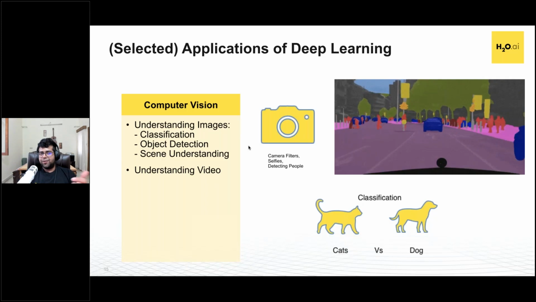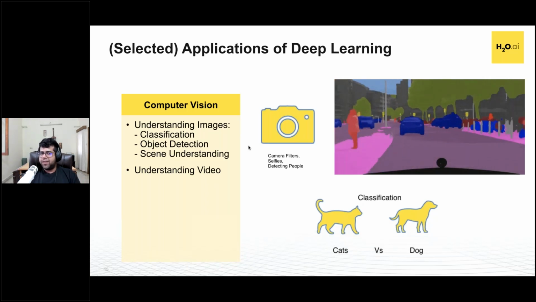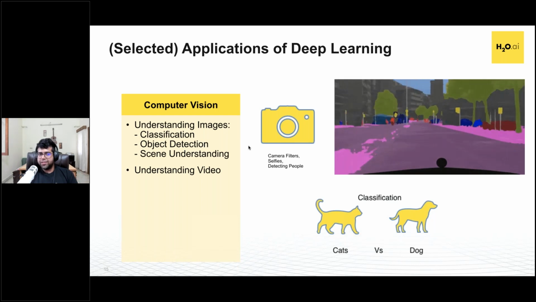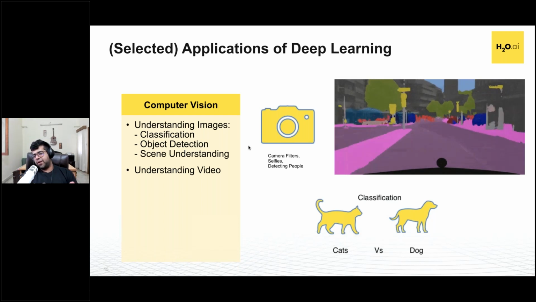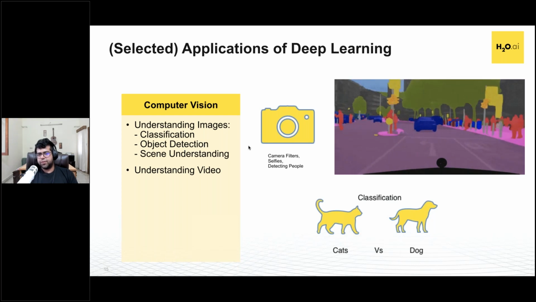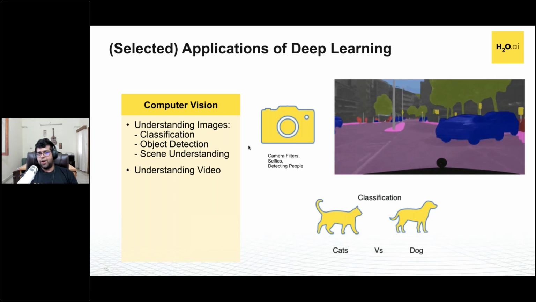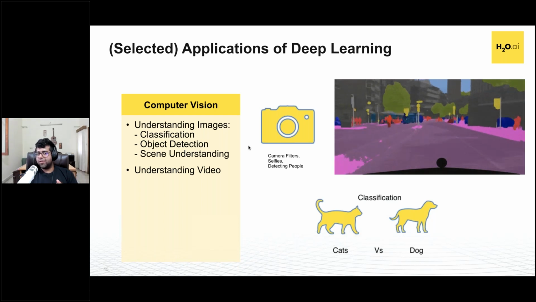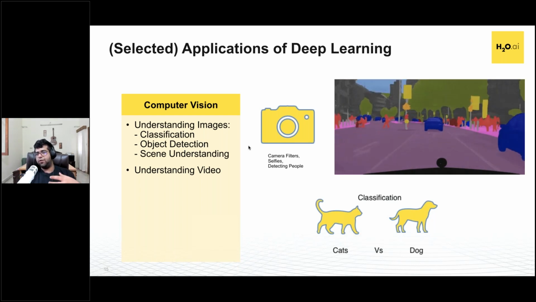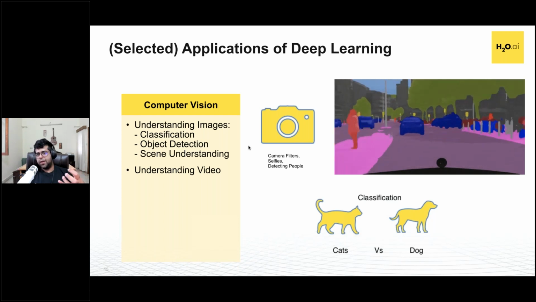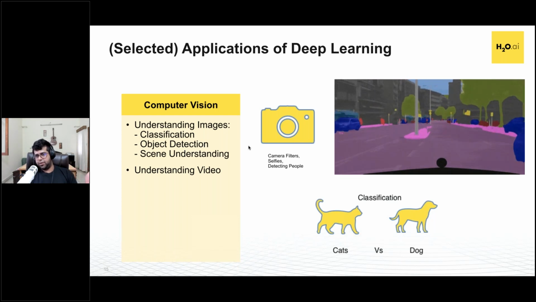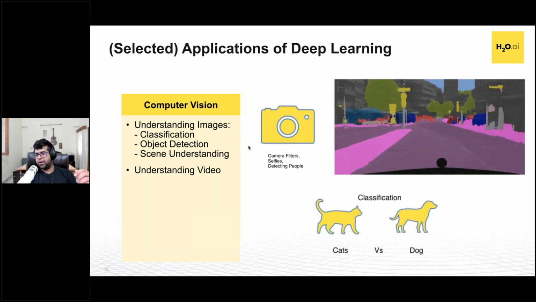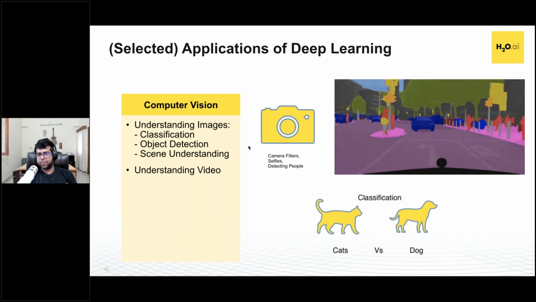So circling back to this, a selected bunch of applications of deep learning applied to computer vision include understanding images. So you could classify your images as cats and dogs. This quite literally happens on your phones right now. You don't need a big server for this. When you're trying to take a selfie, your phone actually auto detects your face. Sometimes it enhances your features, sometimes it just focuses on your face. That's actually a model running in your phone in real time.